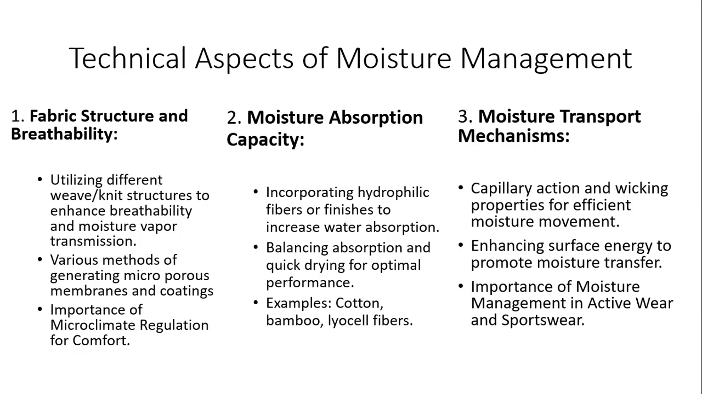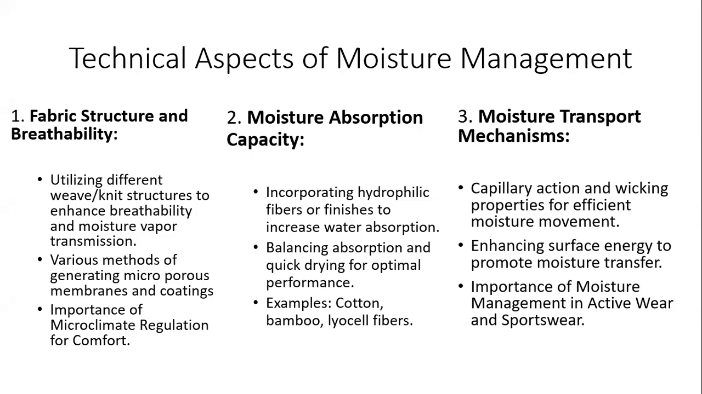That is, moisture management can be done through fabric structure and breathability. And moisture management can be improved through moisture absorption capacity and the moisture transportation mechanism. So these are the 3 pillars that we are going to talk about. And then we looked at taking some examples from the industry, from the fabrics available in the industry, according to which category they have looked at improving the moisture management property in the textile.